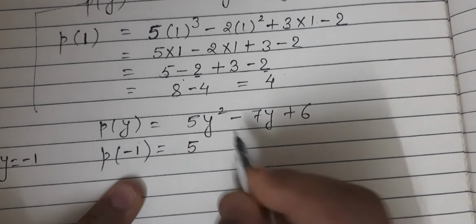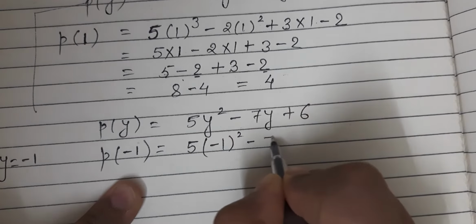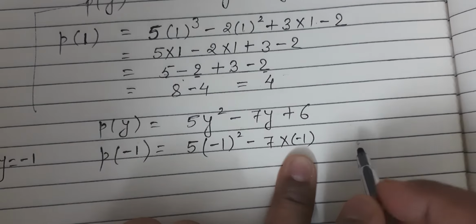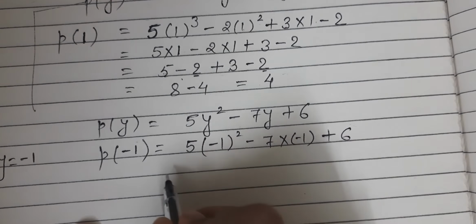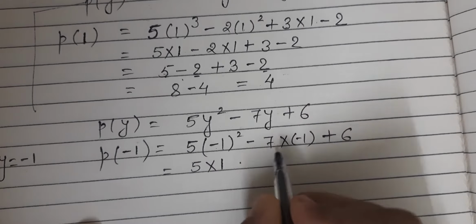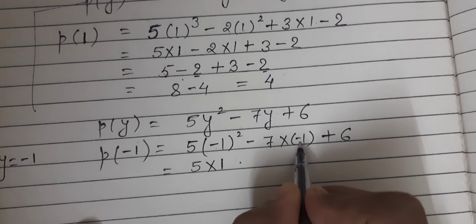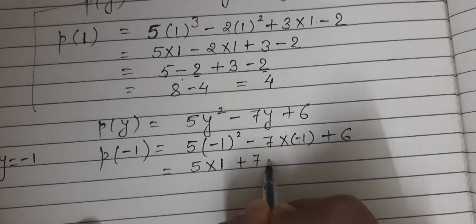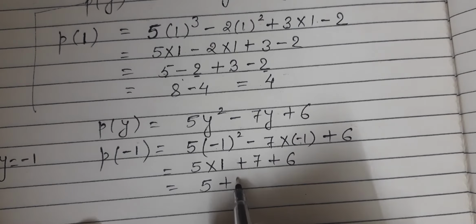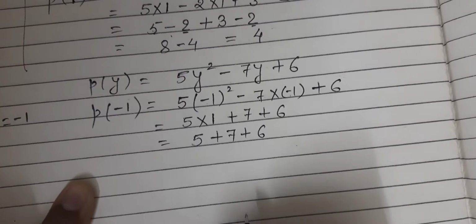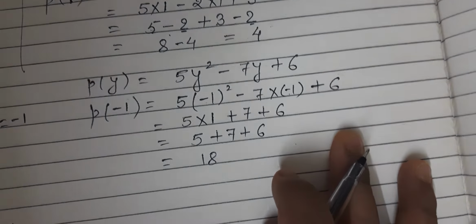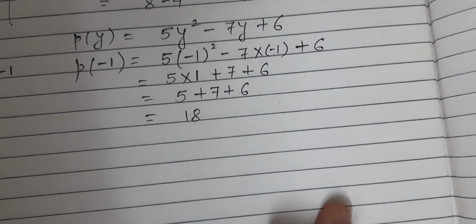Okay, so 5 times (minus 1) square minus 7 multiplied by (minus 1). Whenever you write minus sign, always put a bracket. Okay, plus 6. So 5 multiplied by (minus 1) square is 5, now minus 7 multiplied by minus 1 is plus 7. Okay, plus 6. So we will get 5 plus 7 plus 6. So here we will get 18. Okay, so this is the way we can put any value in the polynomial.